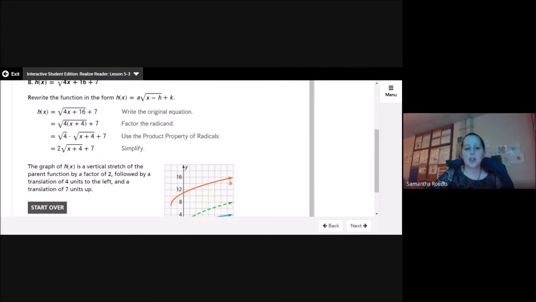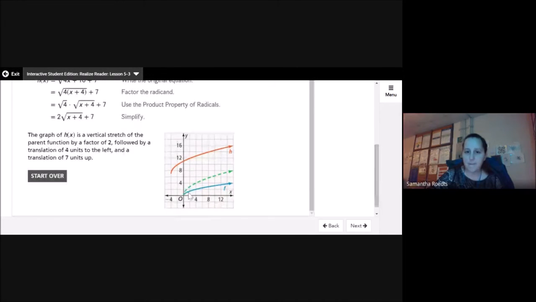So the graph is stretched vertically by a factor of 2. So each of these points, so 2 is doubled, becomes 4, doubled, okay? So the graph of h is stretched vertically by a factor of 2, followed by a transformation of 4 units to the left and 7 units up.